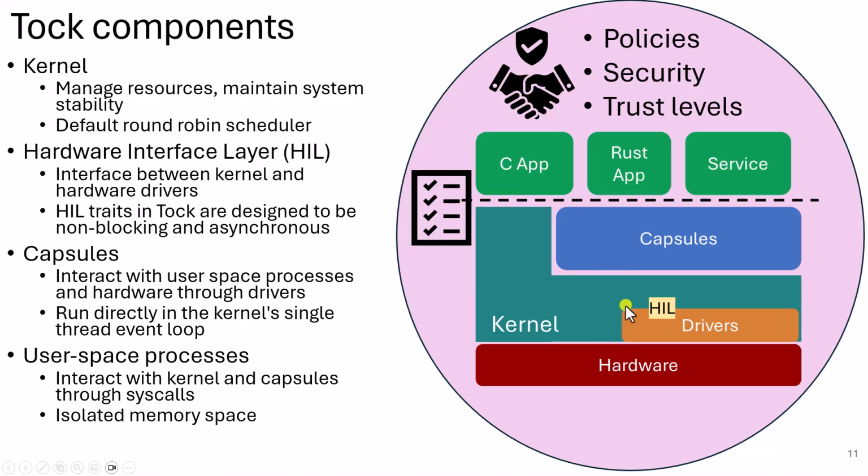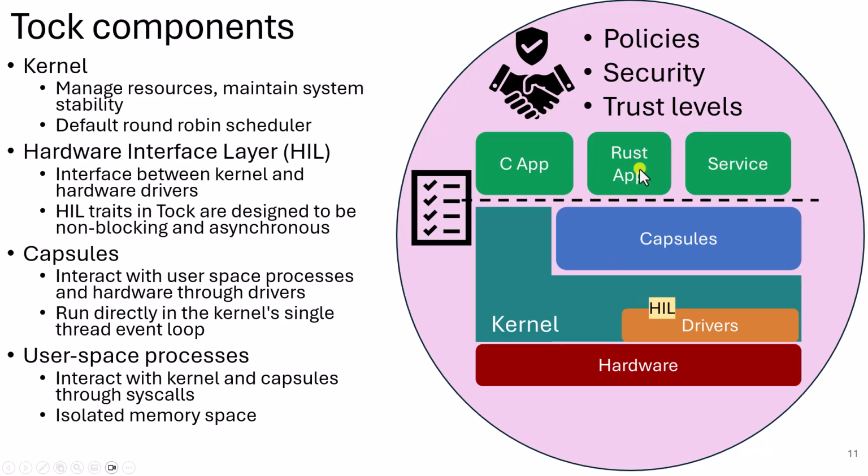On the other end of the kernel, it's talking with capsules, and these capsules are what interact with user space processes and also with the hardware through the drivers. So the capsules can allow the user space processes to access, let's say, turning on an LED, or driving a digital to analog converter. This is done through a single event loop, so the capsules are running in the kernel with that event loop.